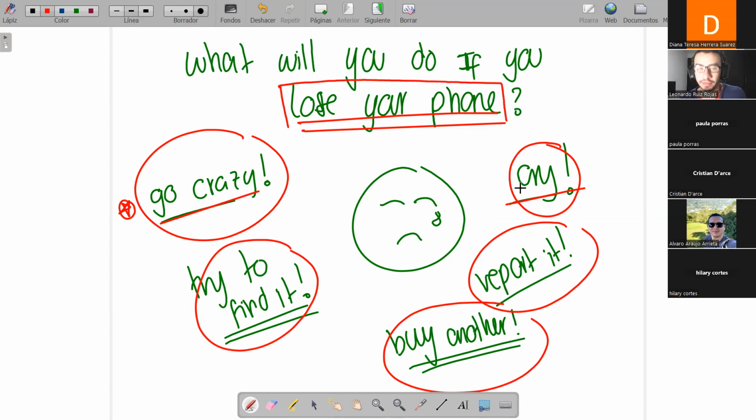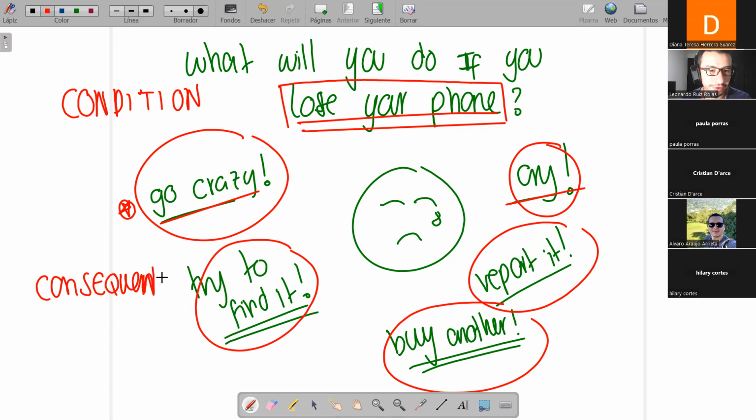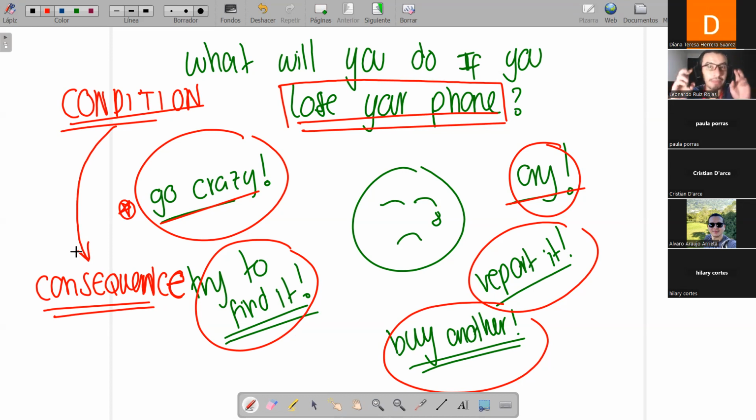If you lose your phone, ready? In this case, we're going to have two different parts. The first part is the condition. Yeah, we have one condition and we have one consequence. What's the meaning of condition? Condición. Condición, of course. And what's the meaning of consequence? Consecuencia. Entonces, esa condición me va a traer ciertas consecuencias, que va a ser diferente para cada persona, pero va a traer ciertas consecuencias idealmente, imaginariamente, porque no es una condición real. Es posible que pase, pero no es completamente real.